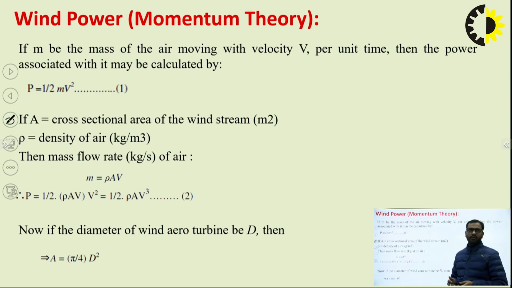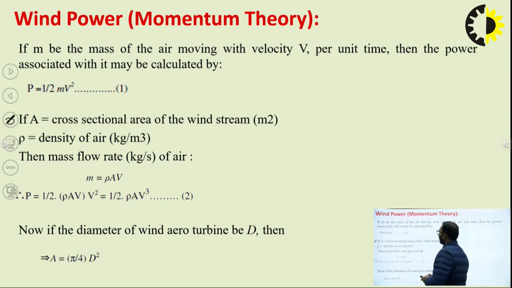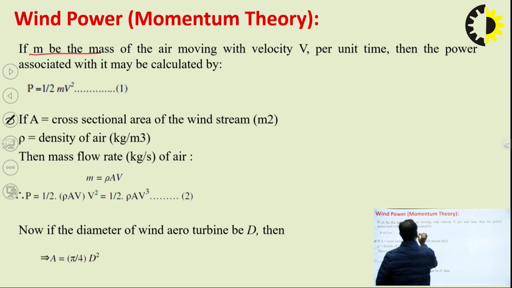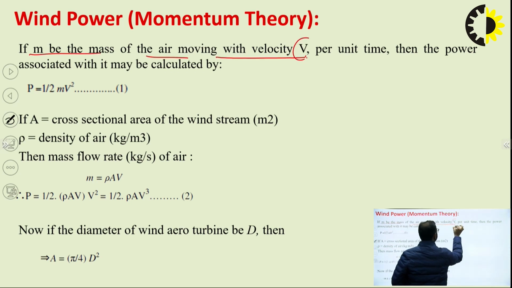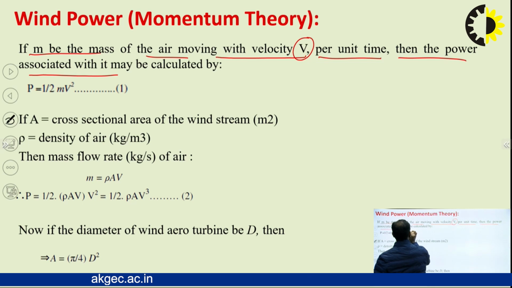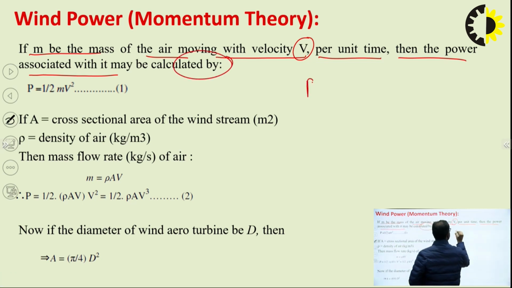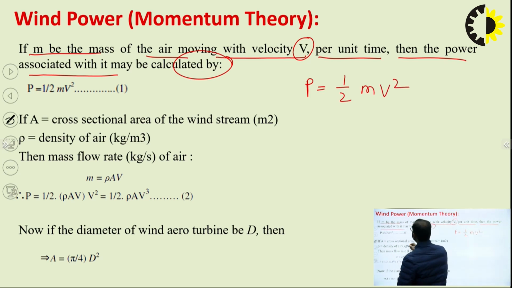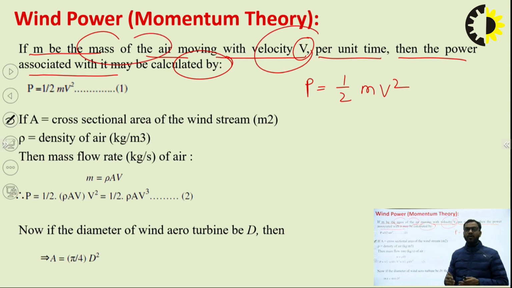Now I will discuss what is wind power, momentum theory. If m is the mass of the air moving with velocity V per unit time, then the power associated with it may be calculated by P is equal to half m v square, where m is the mass of the air and v is the velocity of the air. So power is equal to half m v square. This is equation number 1.